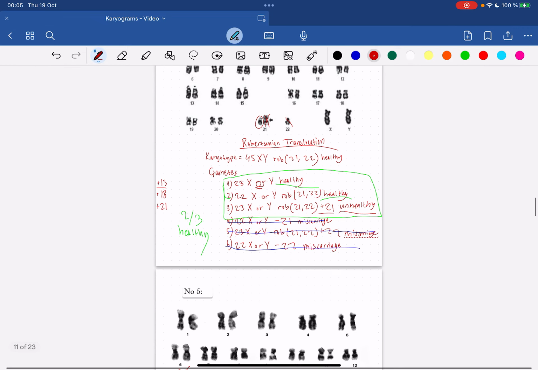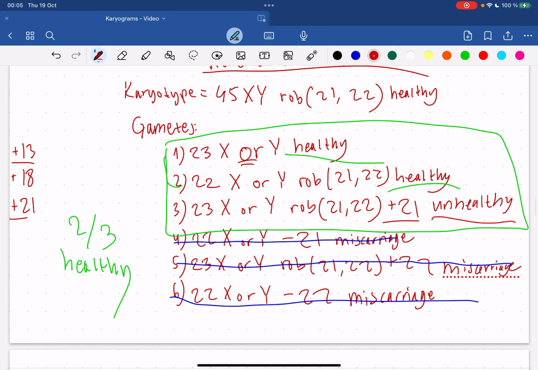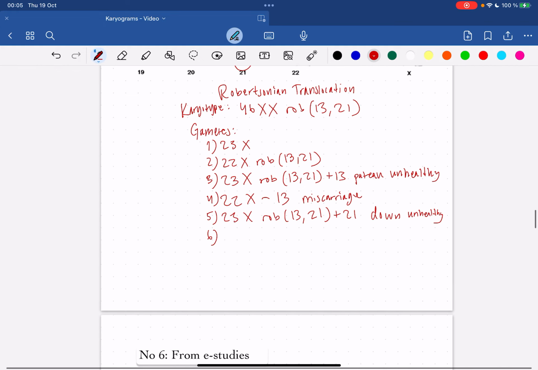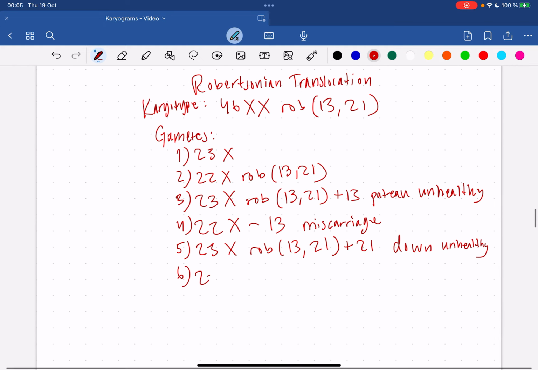As you can see right here, 21 is viable for life. And it's Down, so it will be unhealthy. While number 6 will be 22x minus 21, and this will lead to a miscarriage.